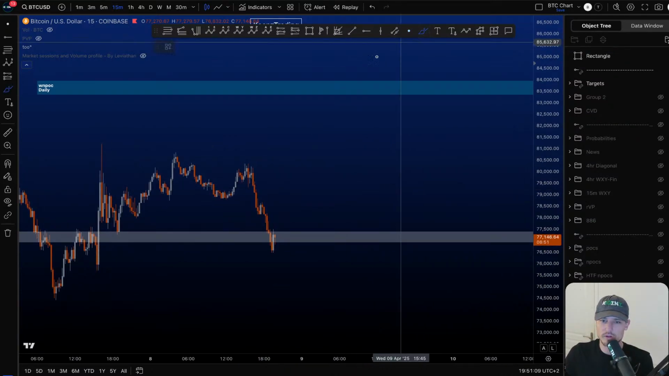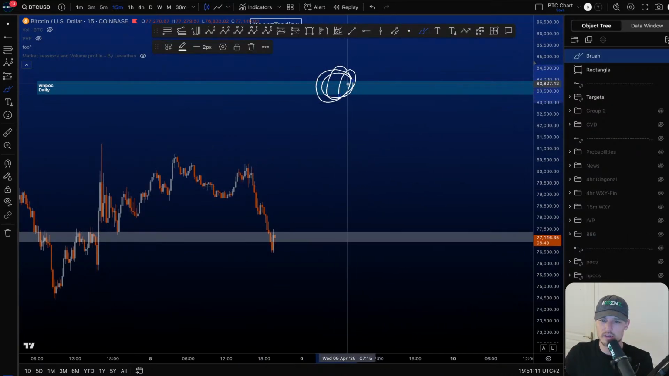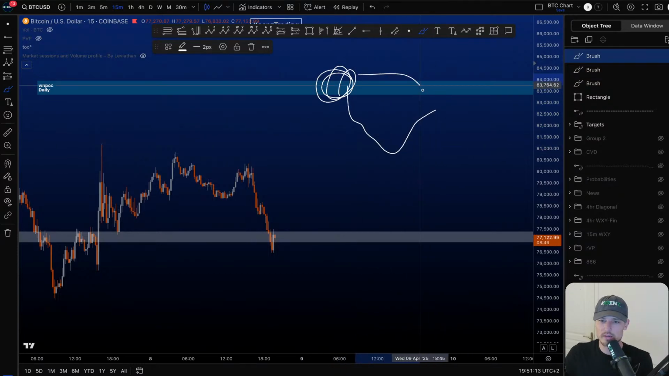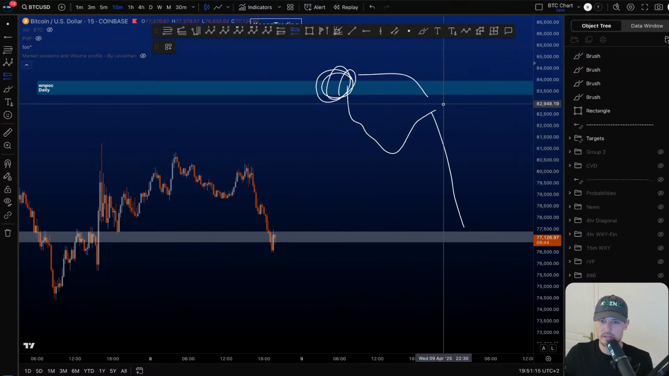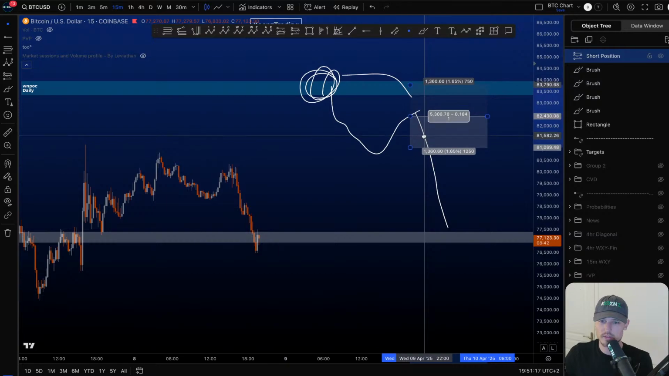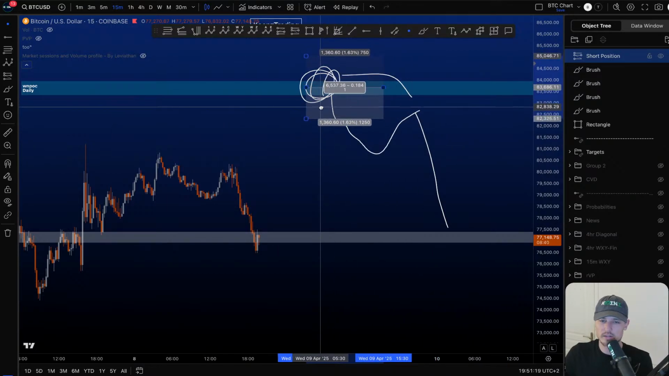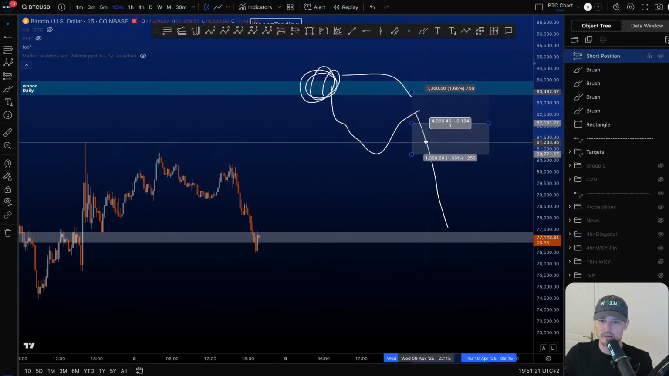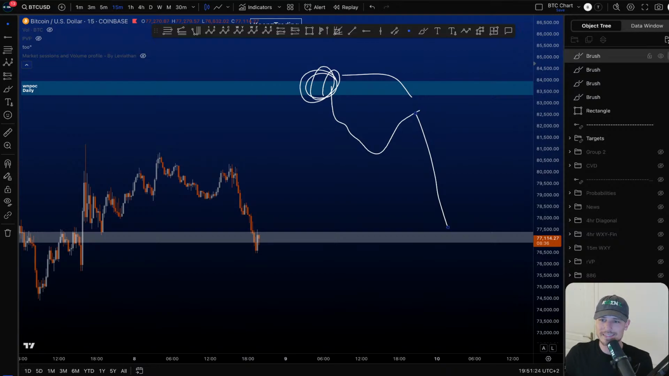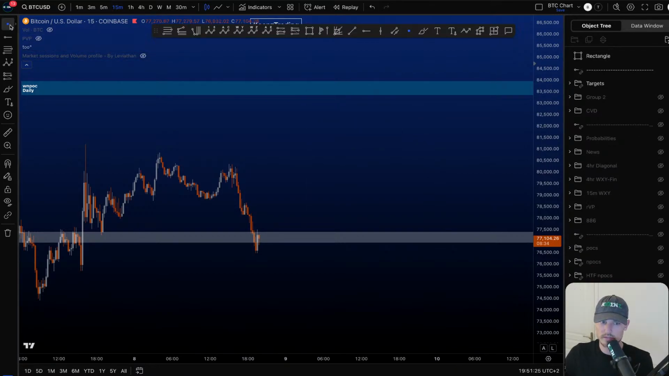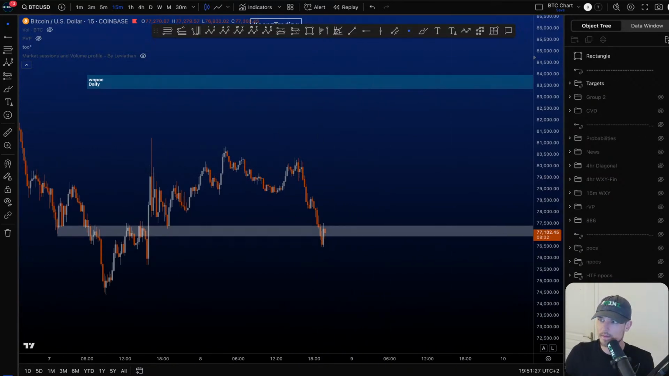Again, for shorts, I'm more interested in this area. Look for signs of weakness, and that is where I'm interested. I'm not interested here, I don't like that. I want to wait, see what price does. Be patient.